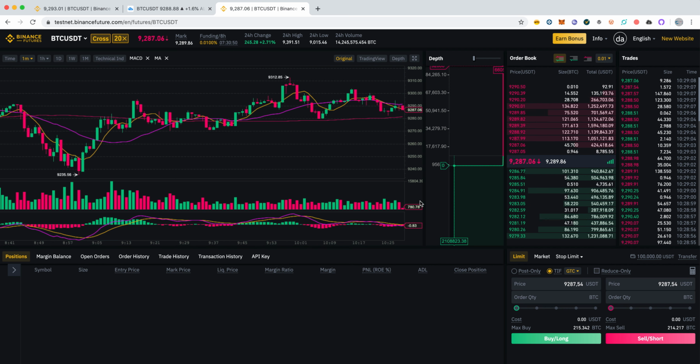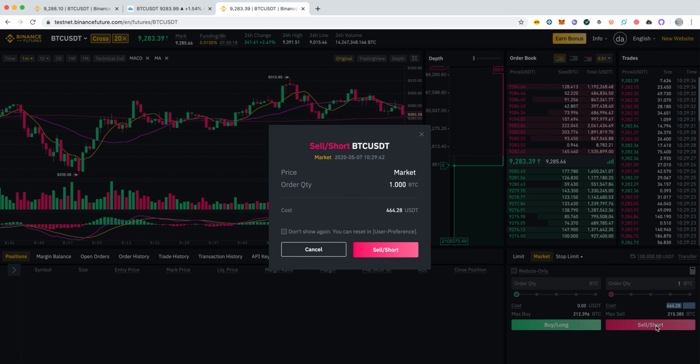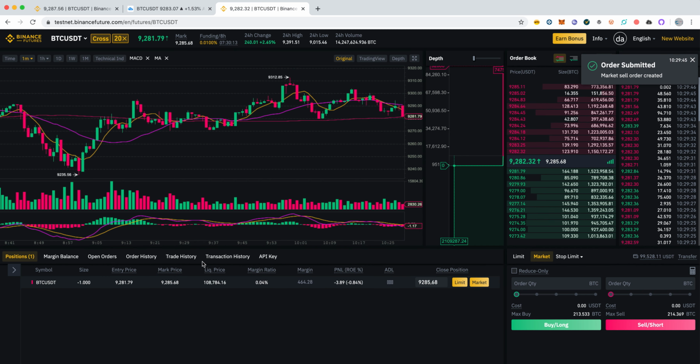Let's say a sell signal is printed now. To be sure, what I can do is trigger a market order. A market order means the order will be executed at the first available price. Let's say I want to short one Bitcoin, which is around 400 USDT and a half. A short, don't ask me again. Perfect, the short is opened.